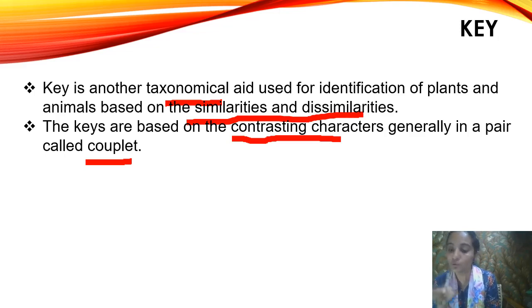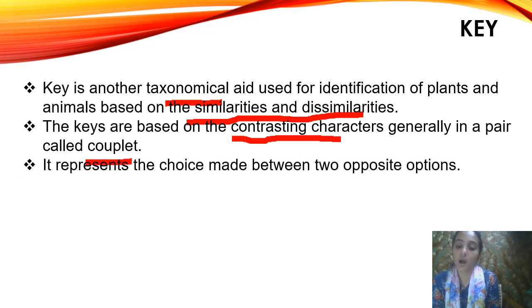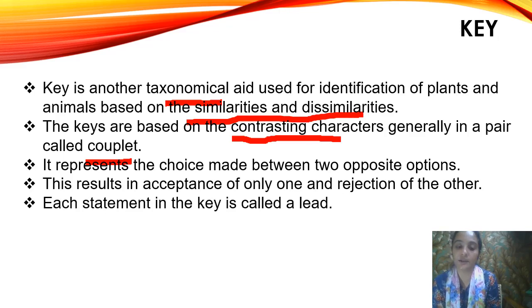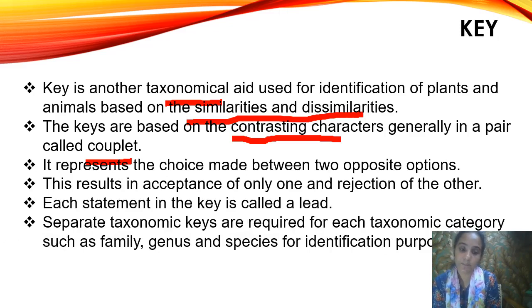And you're having the two contrasting characters, so you're calling that the couplet. Now, it is your option, that is, you have a choice. With these two options, you have to select any one. Then this results in acceptance of one character and the rejection of the other character. And each statement in the key is called the lead.